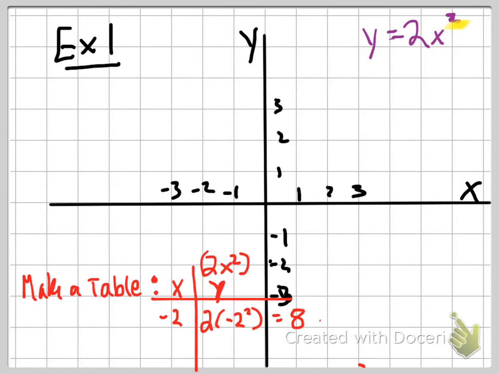Oops. I need to add some more numbers to my graph here. I'm actually going to go ahead and leave that. So this one's off my graph. I'm going to go ahead and do negative 1. Negative 1 is going to be 2 times negative 1 squared. So that equals, negative 1 squared is 1, equals 2. So negative 1, 2 is the point I can put on my graph.